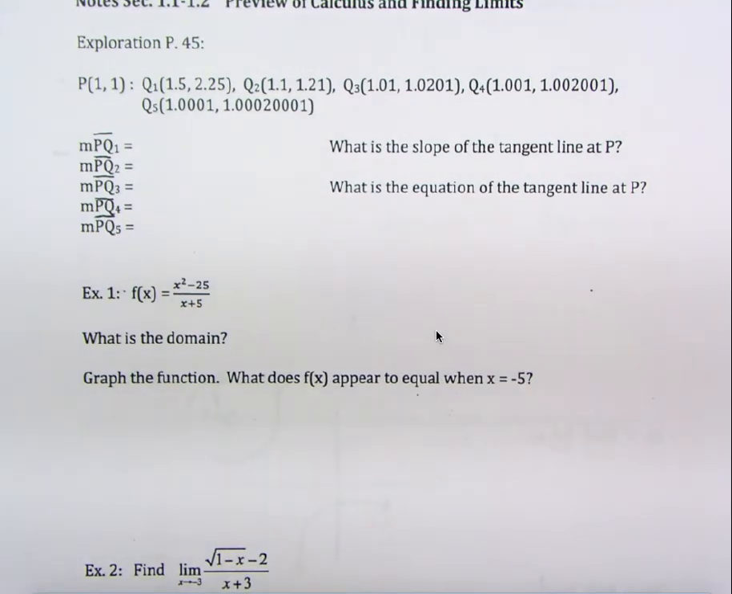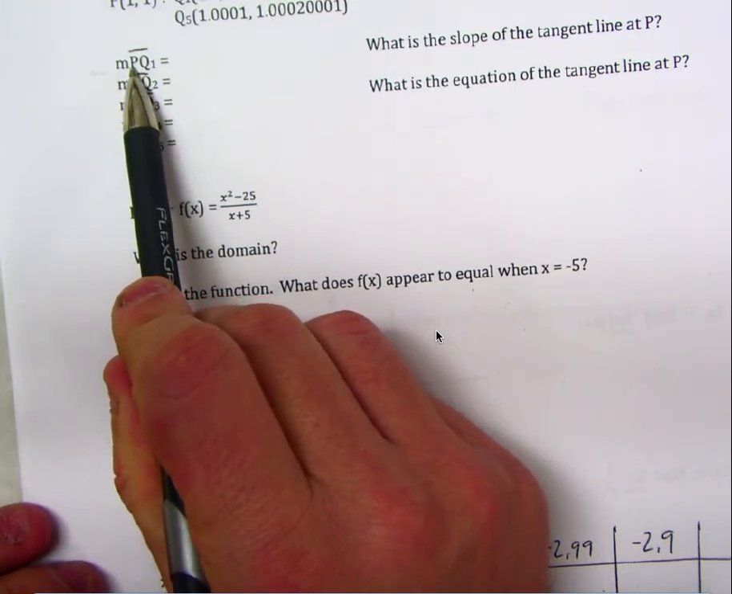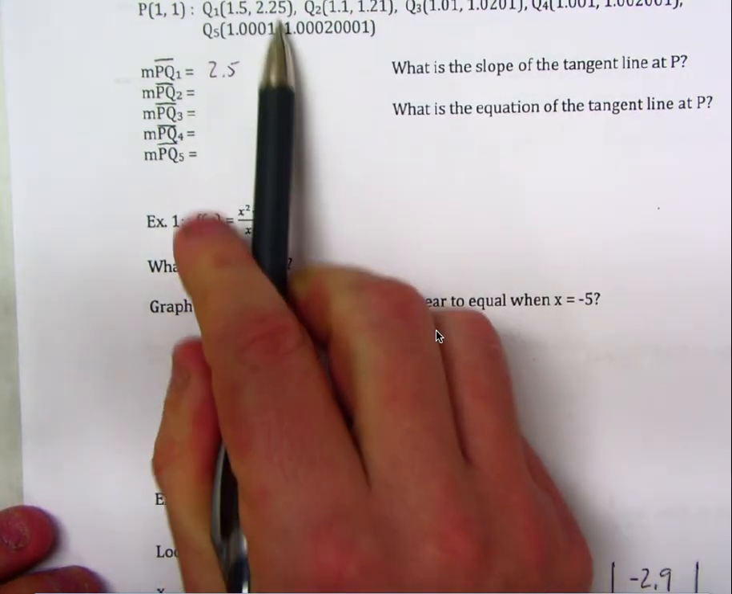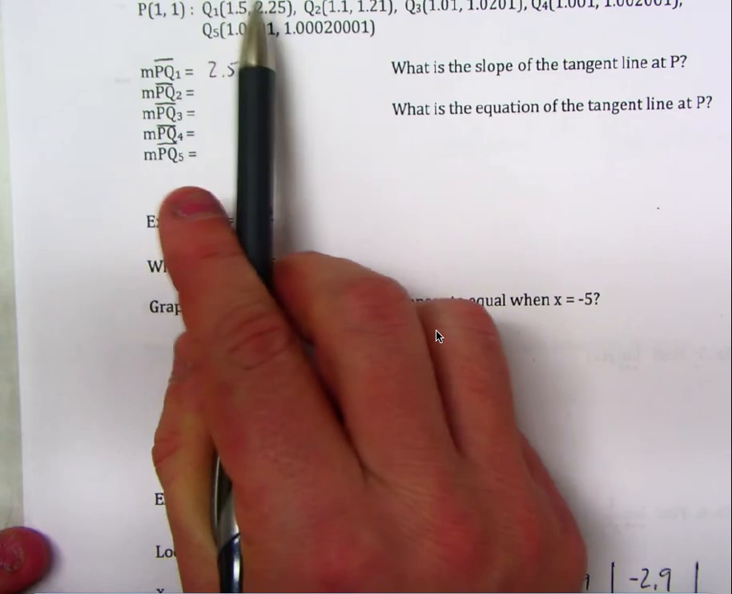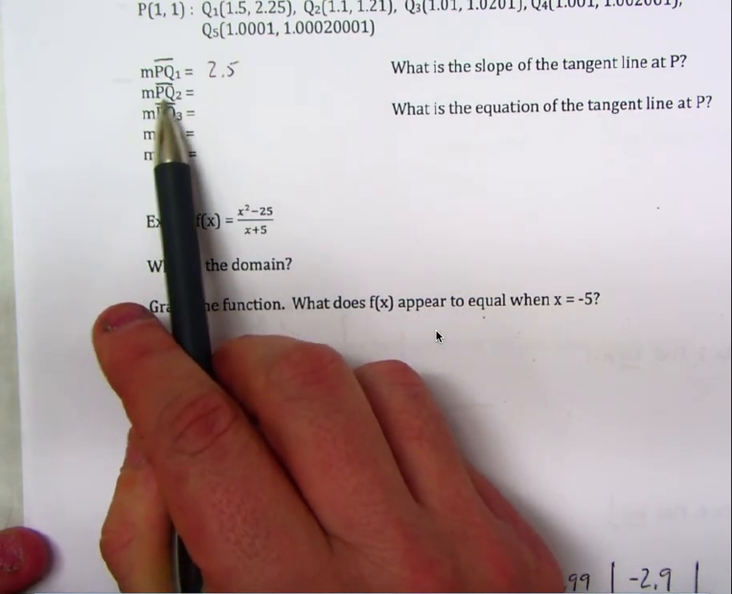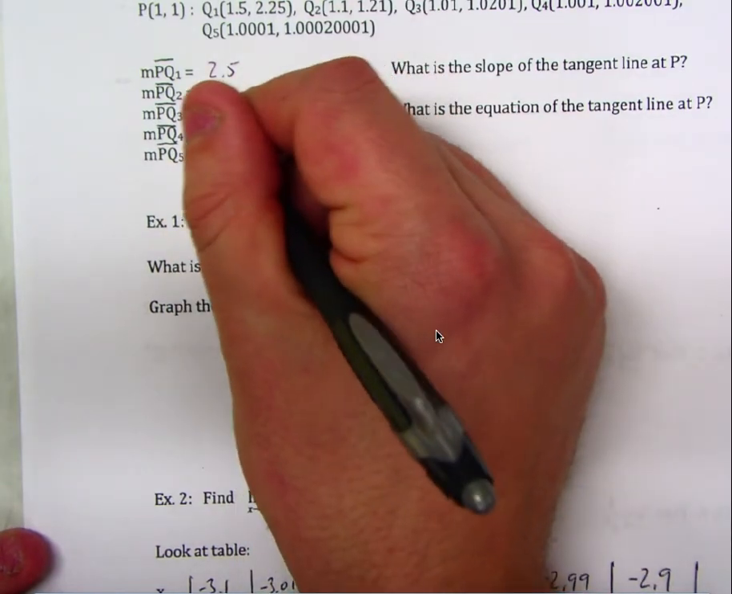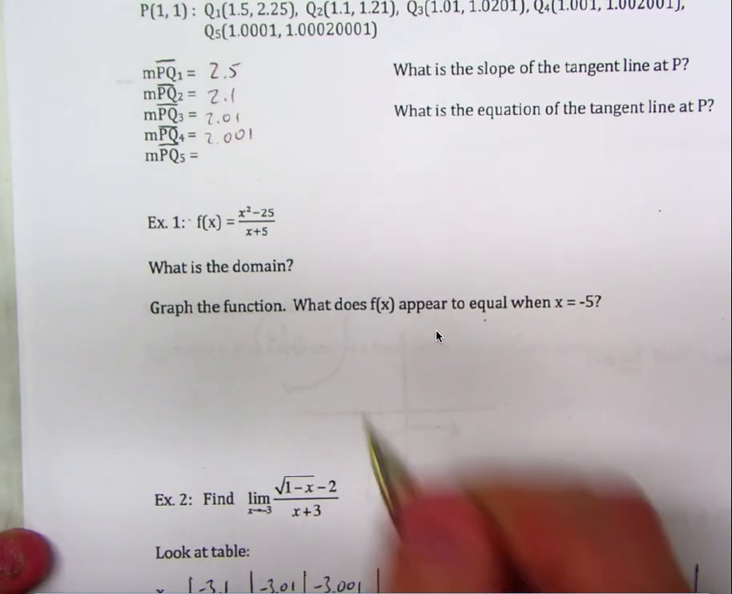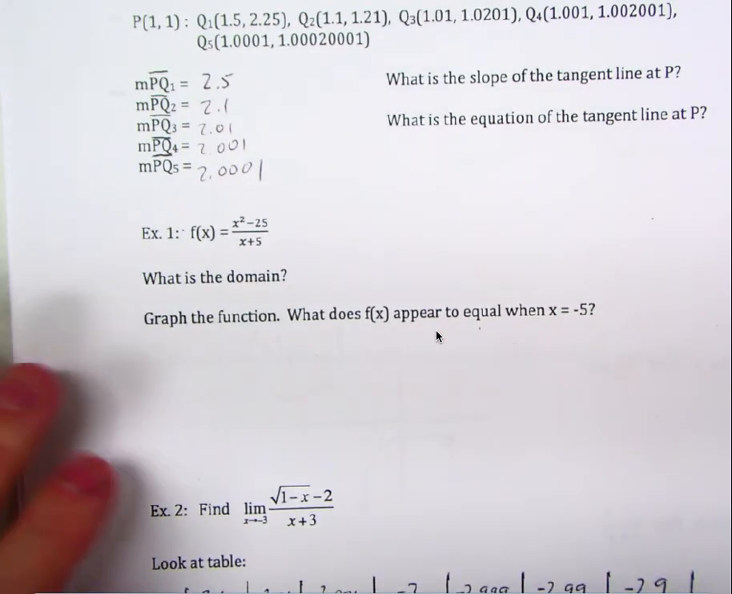Okay, so you should have gotten, if you calculate the slope between P and Q1, about 2.5. So you do 2.25 minus 1 over 1.5 minus 1. You're just doing the slope formula. If you calculate the slope between P and Q2, you should get about 2.1. And then 2.01. And then 2.001. And then 2.0001.